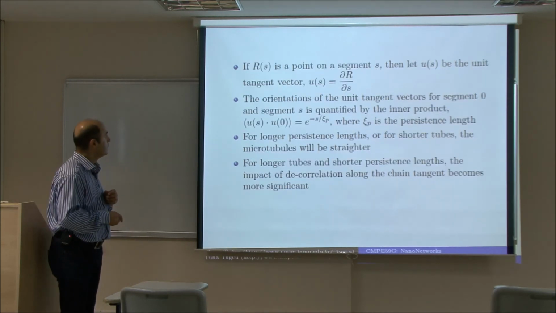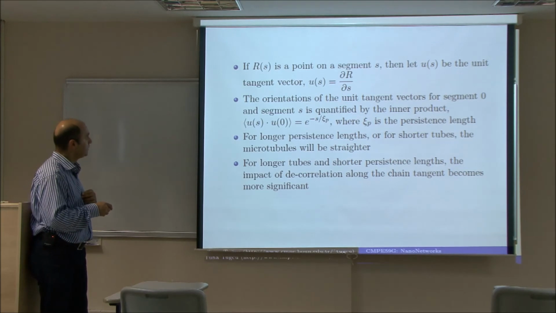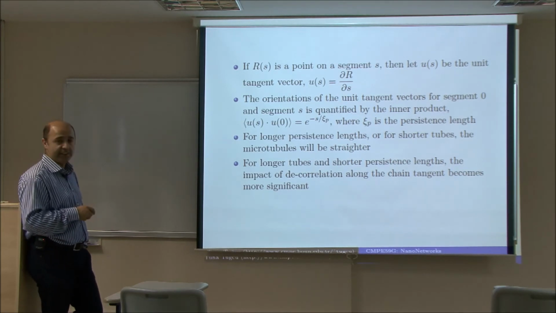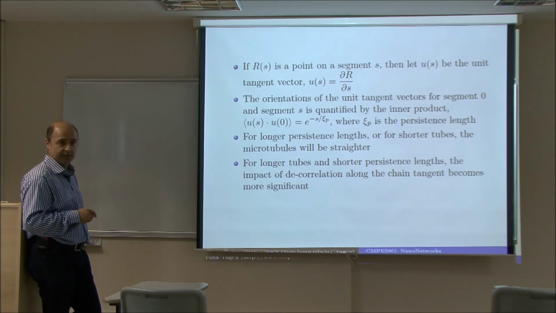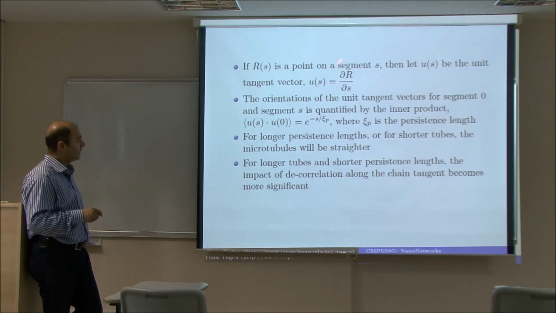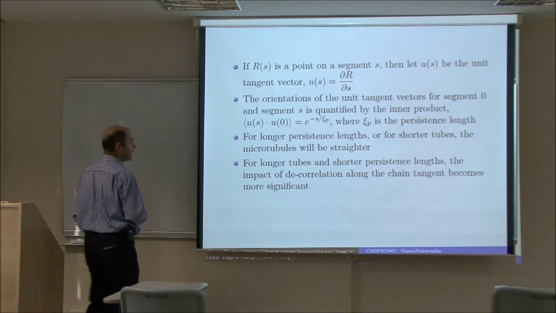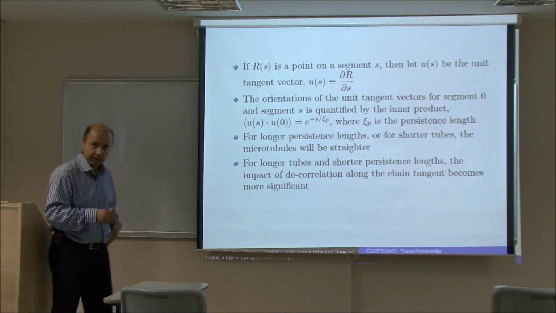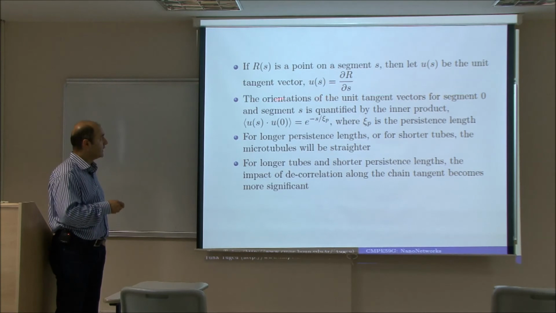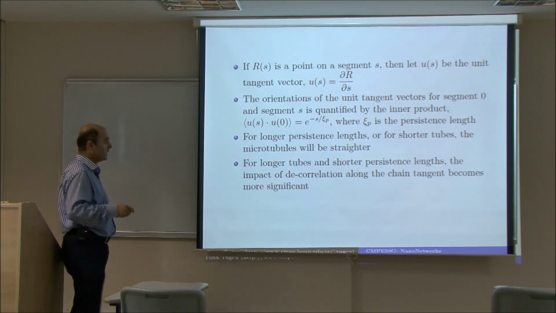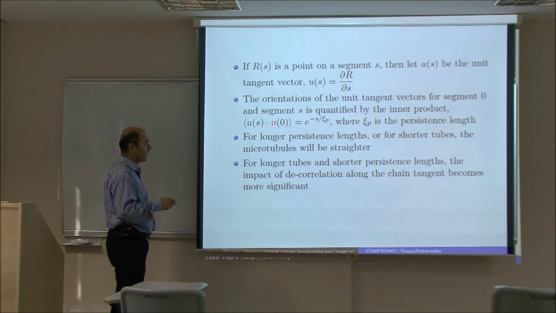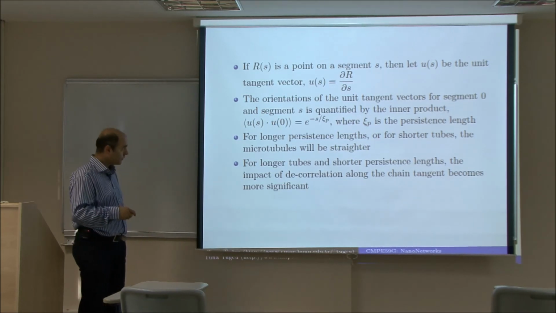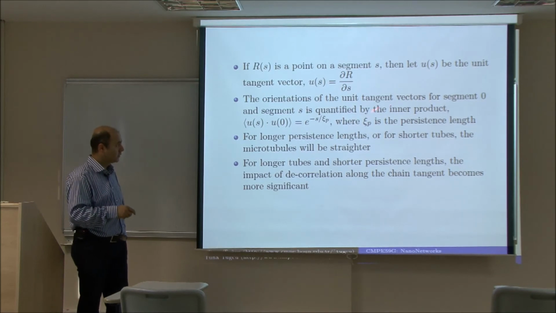Okay? So if we now talk about a point on a segment S as RS, and letting US be the unit tangent vector over S. Now US is drs over ds. So the orientations of the unit tangent vectors now at different points for segment 0 and segment S is now quantified by the inner product of US and U0, which is as defined here, where we have the persistence length.